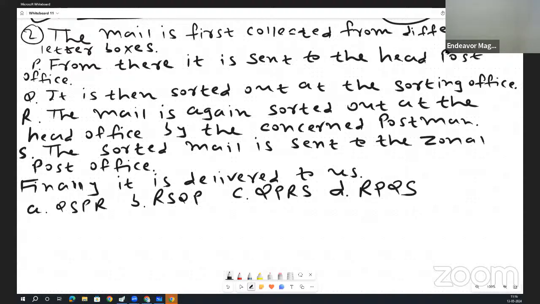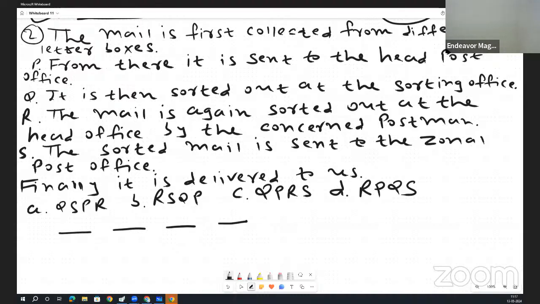Okay. So let's look at the questions. The mail is first collected from different letter boxes. Then you have this PQRS. Finally, it is delivered to us. So what could be the next sentence, students? The mail is first collected from different letter boxes. Could it be P? From there, it is sent to the head post office.